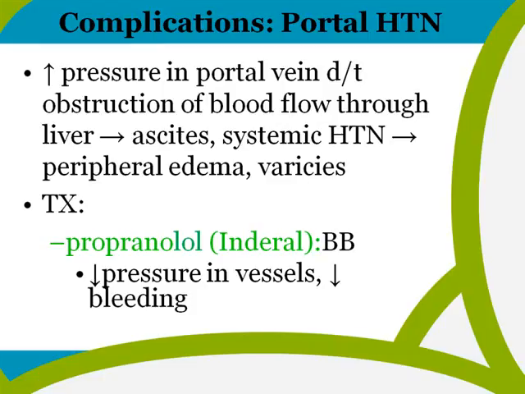The problem with portal hypertension is it causes systemic hypertension. It can cause ascites, and again, that's the fluid accumulation in the belly. Fluid starts shifting out of the vessel. It also can cause peripheral edema and varices, more commonly esophageal varices. To treat the patient, we would put them on a beta blocker like propranolol or Inderal. This will help decrease the pressure in the vessels, therefore decrease our risk for bleeding.